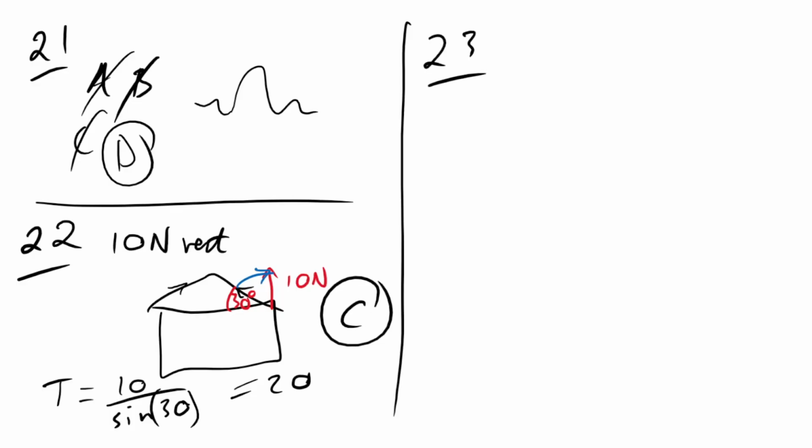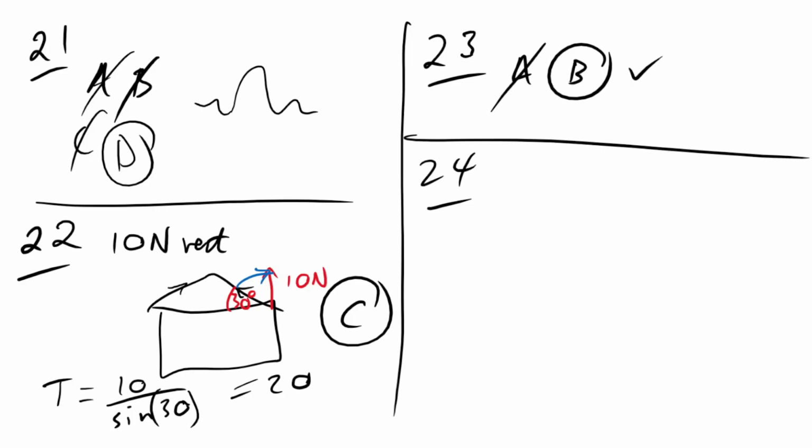23, what contains vector quantities only? Acceleration and mass? No, mass is a scalar. B, displacement and momentum? Yes. 24, this is a moments question. What's the reaction force acting on the rod at support F? This is actually quite a complicated question.